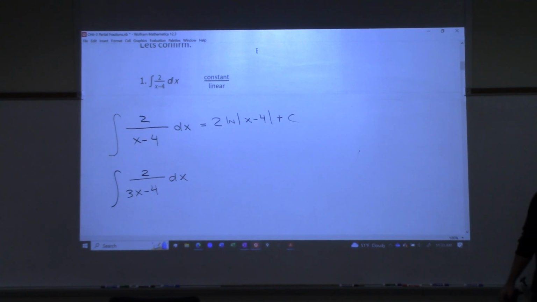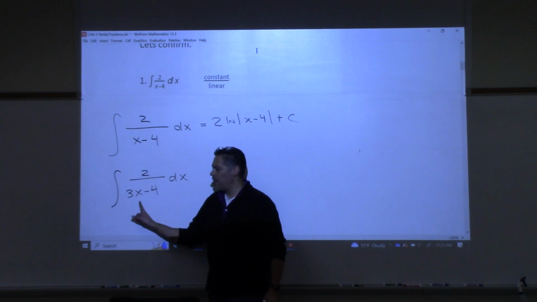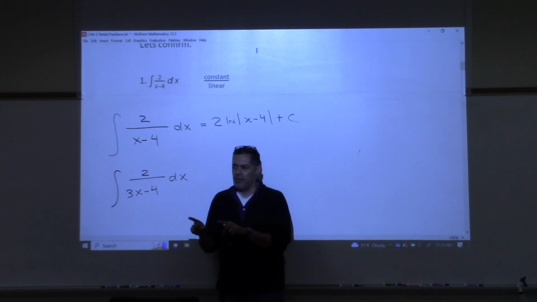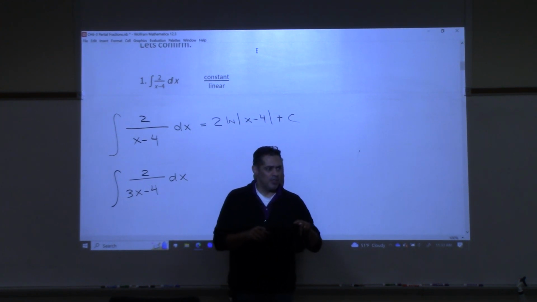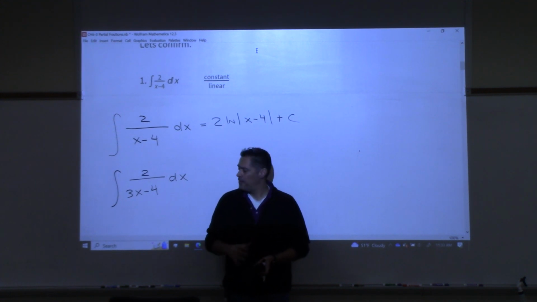You have to worry about that 3 now, right? Because you still have a constant on top, you still have linear on the bottom. You can still do a u substitution. When you do this u substitution, 3x minus 4, the derivative is going to have a 3 in it, right? Which you have to kill off.